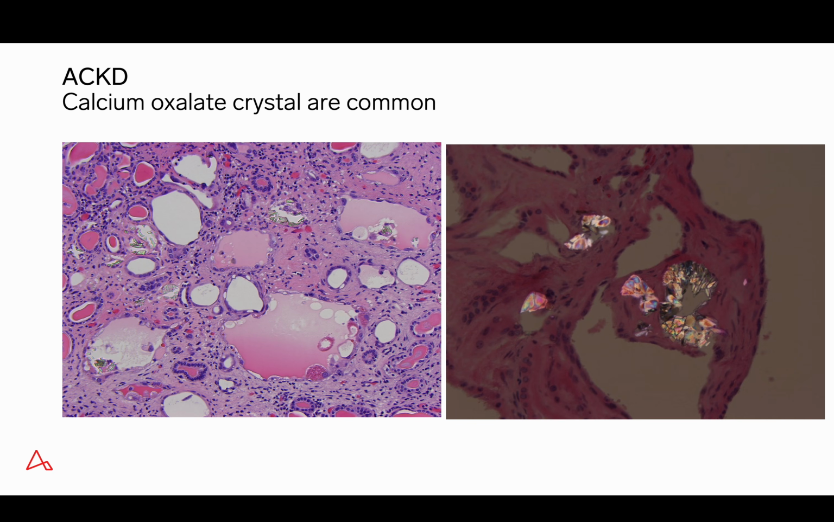One feature that is common in acquired cystic kidney disease, which is not usually seen in autosomal dominant polycystic kidney disease, is the presence of numerous calcium oxalate crystals. We can see some crystals here on this left-hand image, which are even more prominently visible under polarization here on the right.